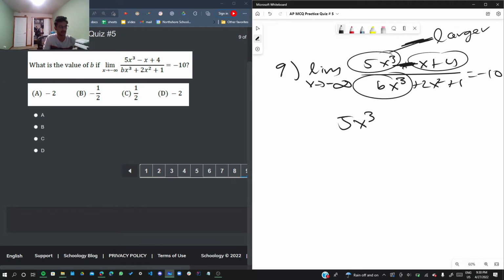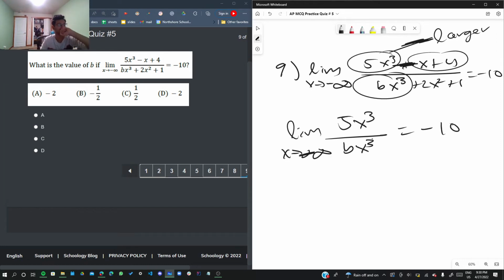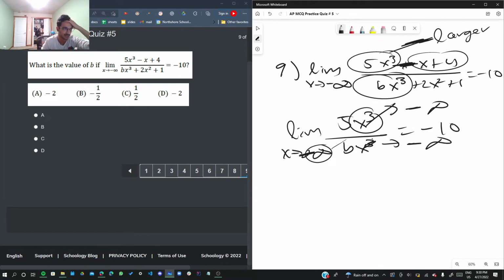So now you think of it as 5x over b of x, where x equals negative infinity equals negative 10. What we need is, as x approaches infinity, this is going to become a really large negative infinity, and this is also going to become a very large negative infinity. But it's the same thing.